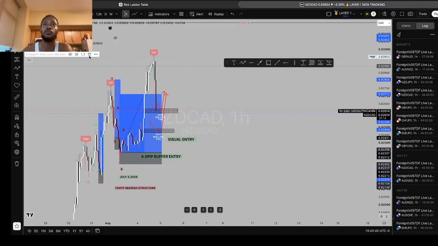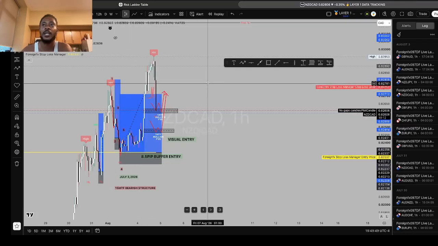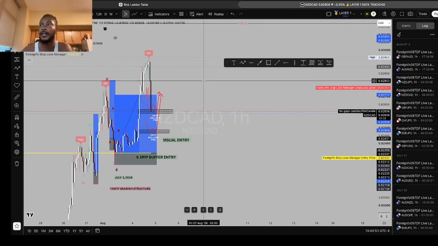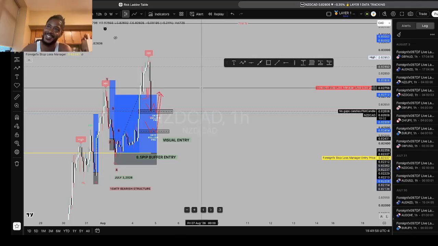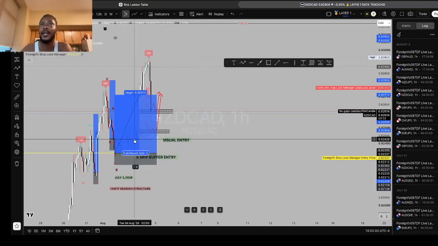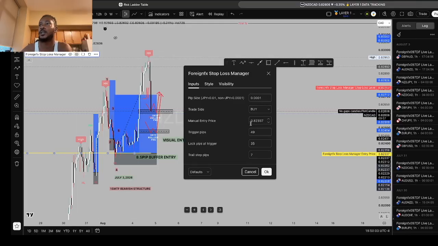And then if we remove that, we have the stop placement. So the stop manager helps you to stay greedy-ish or get more out of the market. So once you put the entry in, let's go to settings. You see we have the entry of where I got in the trade, then the trigger where once price crosses that number, we're going to start securing profit. So every 7 pip price moves up, the stop moves up as well.